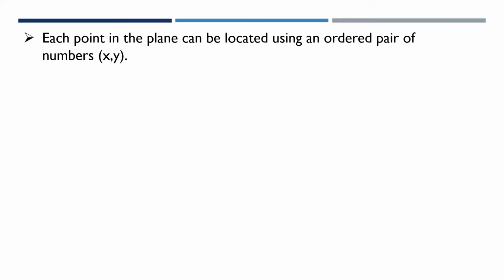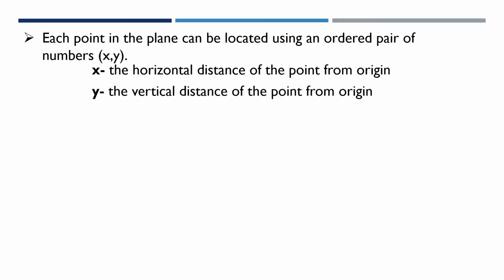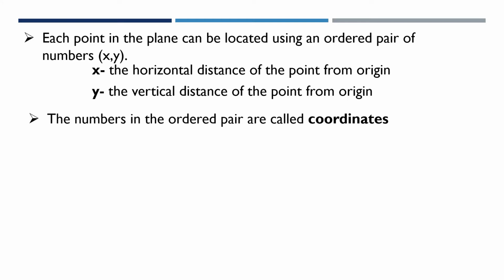Each point in the plane can be located using an ordered pair of numbers, and it is represented by (x, y). Ano nga ba ang x at y? So, x is the horizontal distance of the point from origin, and y is the vertical distance of the point from the origin. The numbers in the ordered pair are called coordinates, and it is represented by (x, y).